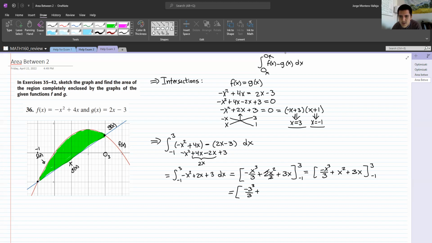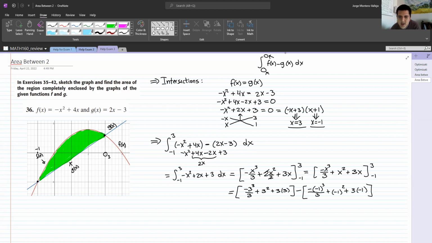Then plus 3 squared, and then plus 3 times 3. Okay, so that's what you get when you plug in 3. Now we need to do minus, and then do the same with -1. Minus, and then -1 cubed divided by 3 plus -1 squared plus 3 times -1.